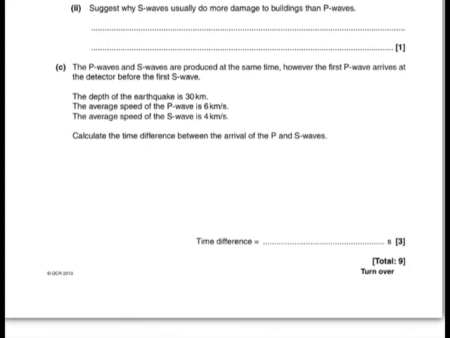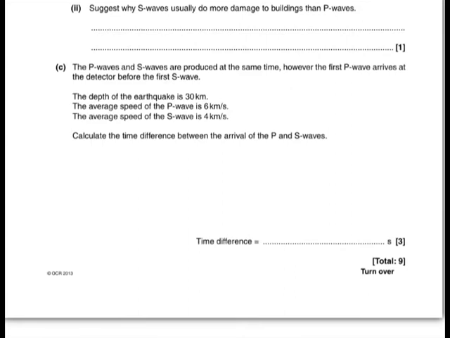The next part of the question is a little bit cheeky. It asks you to say why S waves usually do more damage to buildings than P waves. It's not something that comes up really in the spec for P1, but you'd need to say something like buildings are more stable against up and down motion than they are against side to side motion, and that would get you the mark there. But a difficult question.